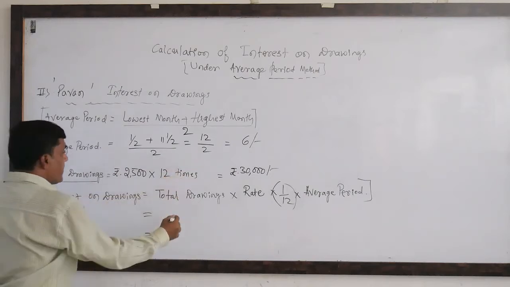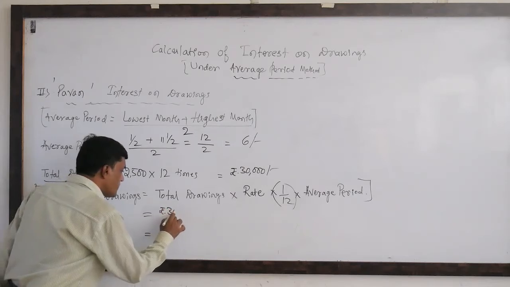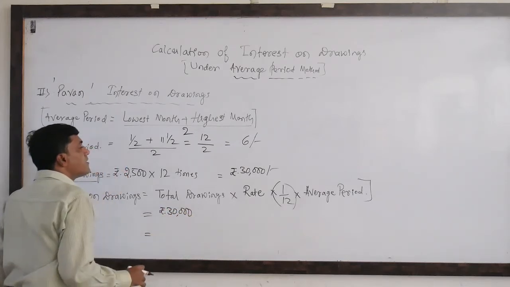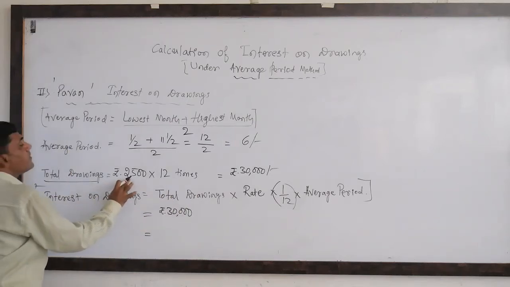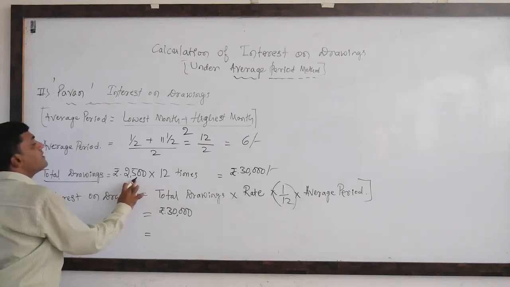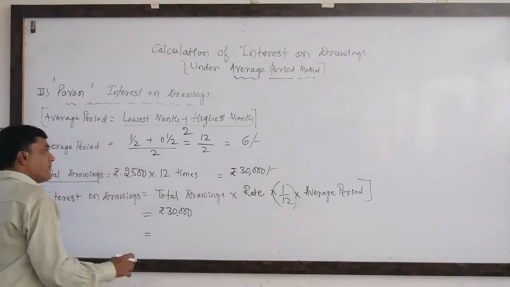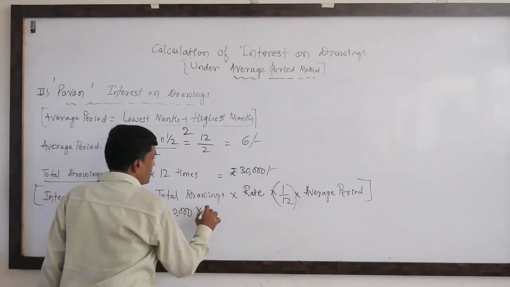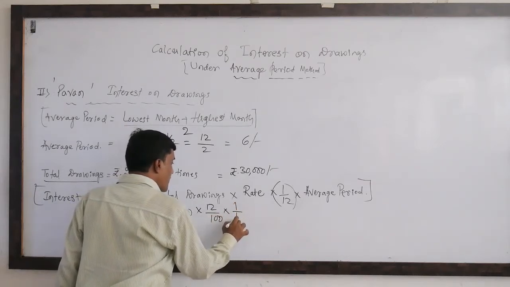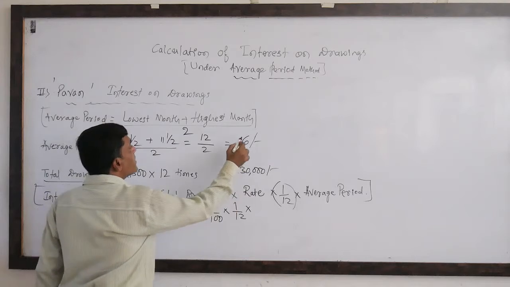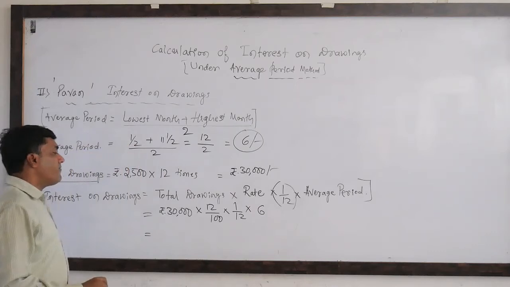So as we have ascertained here, dear students, total drawings of rupees 30,000. Look here. How did you ascertain this 30,000? 2,500, middle of every month he has made his drawings, into 12 times he has made. That is total of rupees 30,000. Into rate of interest, that is 12 by 100, into 1 by 12, into the average period, 6.